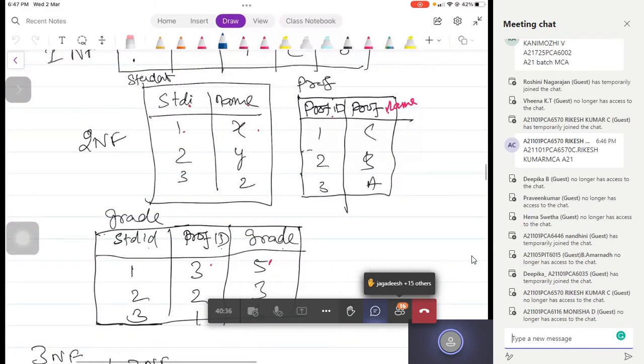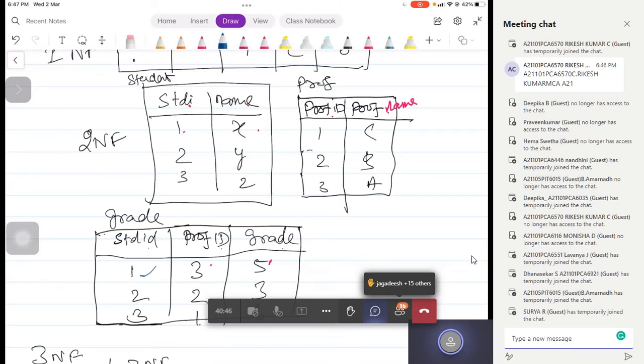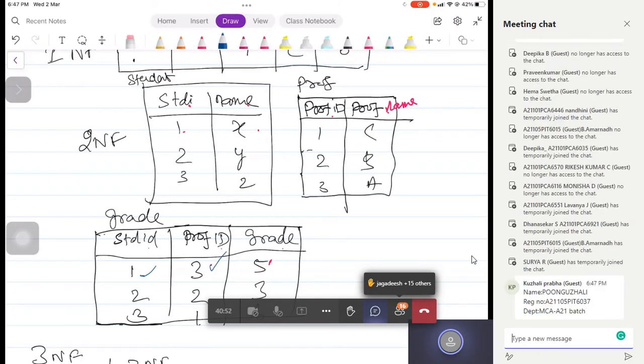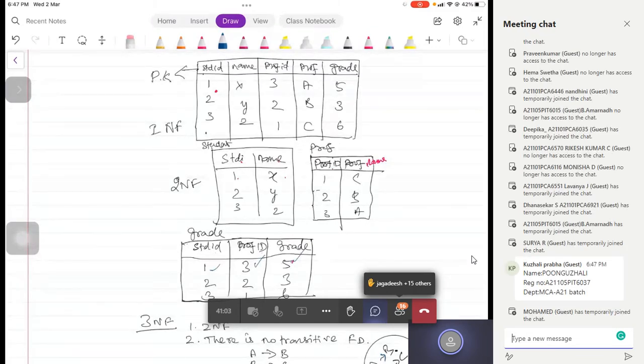A particular student has this professor, and he got this grade. Understood? Student ID is taught by professor 3 and he scored grade 5. Understood? So this table may be split this way with the constraint of functional dependency.